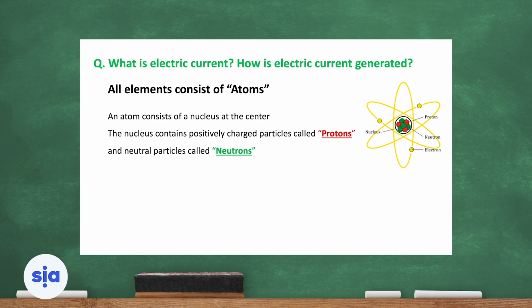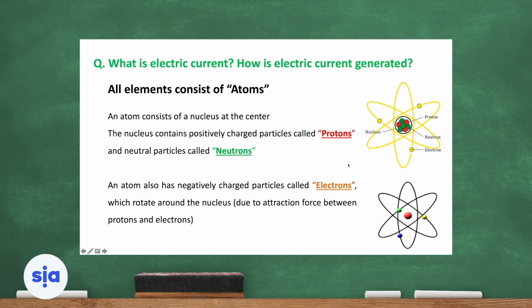The green parts, the green neutrons at the center. An atom also has negatively charged particles called electrons. These electrons are moving around the nucleus. Why? Due to the attraction force between protons and electrons.